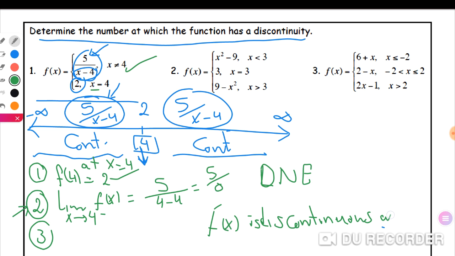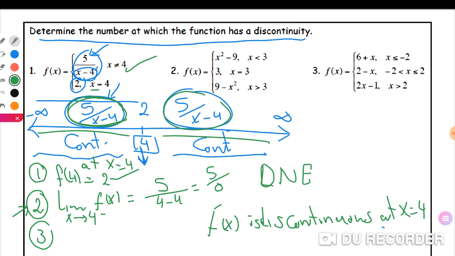Discontinuous at x equal what? x equal 4. In this case, I discuss the continuity everywhere on the real number. Before 4, where x is less than 4, and after 4, where x is greater than 4, the function is continuous, because the function is defined when x is not equal to 4.